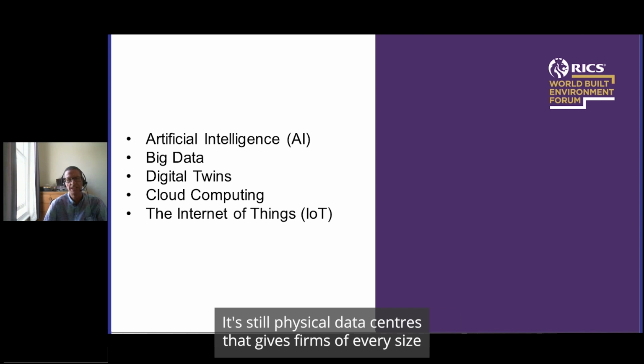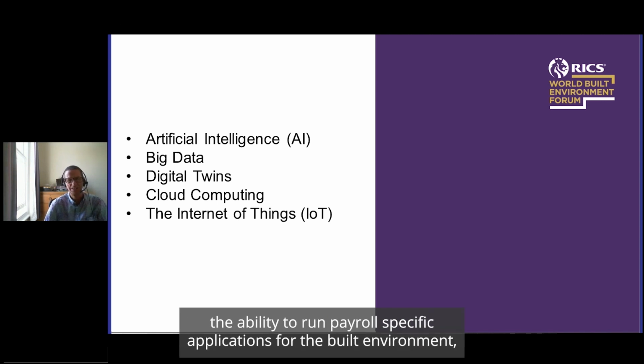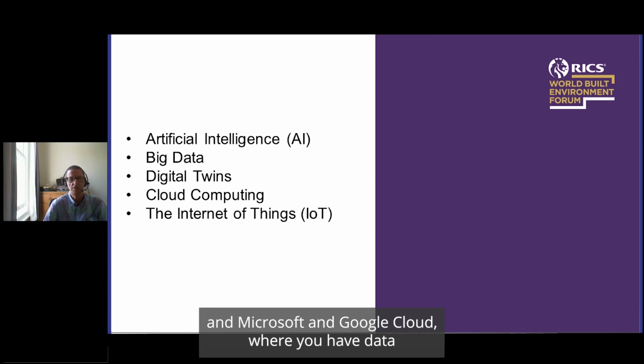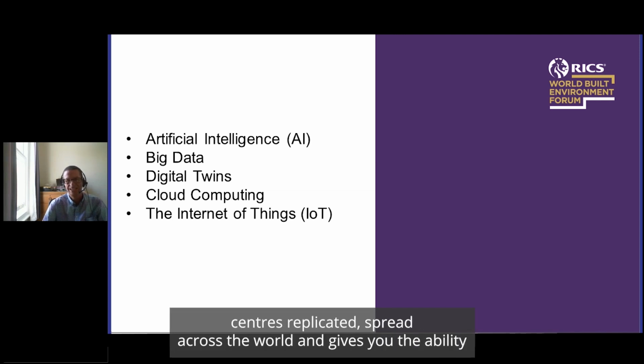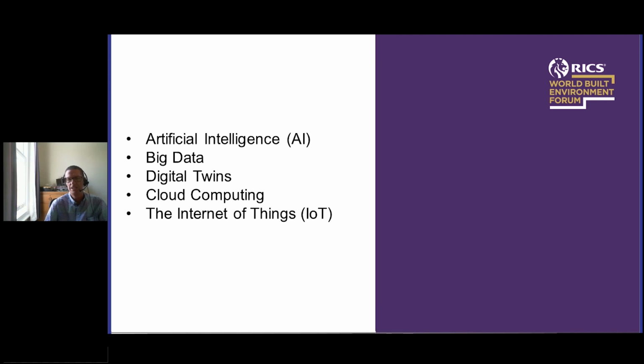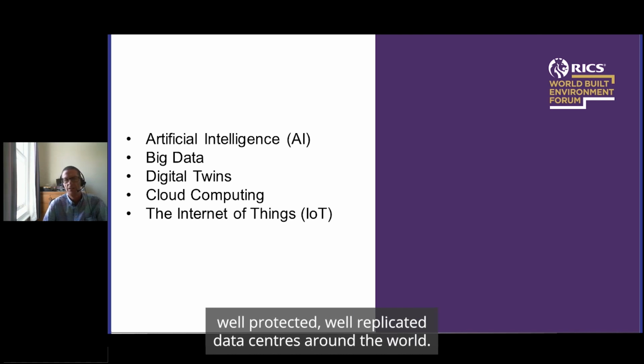which is still physical data centers, but gives firms of every size the ability to run payroll, specific applications for the built environment, but do that on these major web services from firms like Amazon and Microsoft and Google Cloud, where you have these data centers replicated, spread across the world, and gives you the ability to run applications, store data on these distributed, well-protected, replicated data centers around the world.